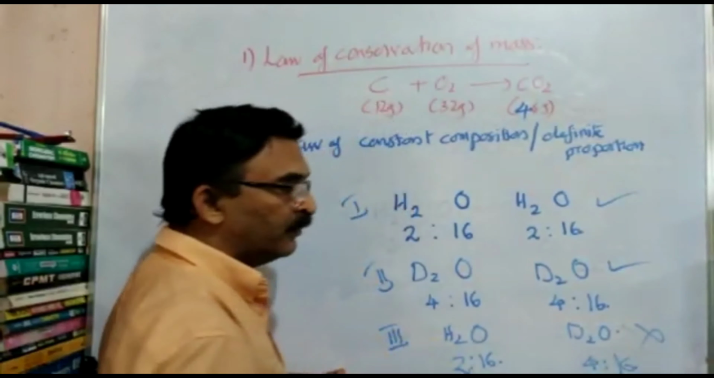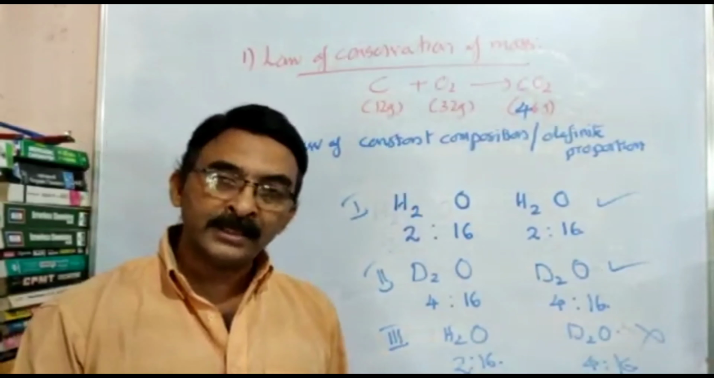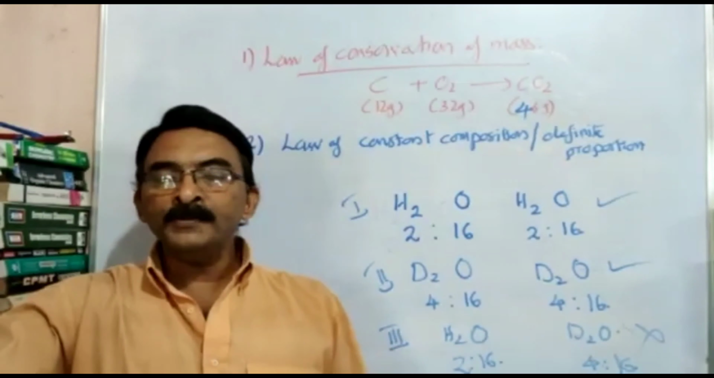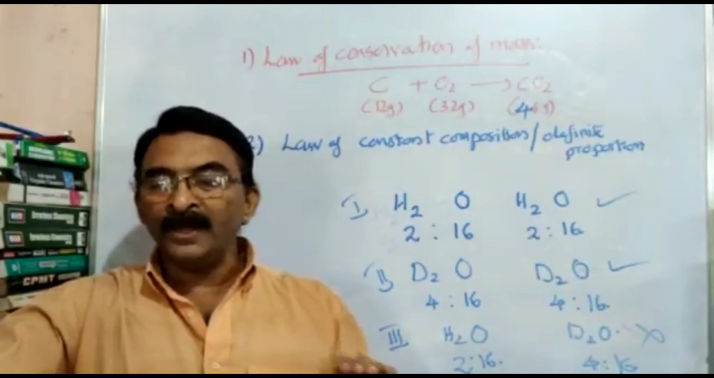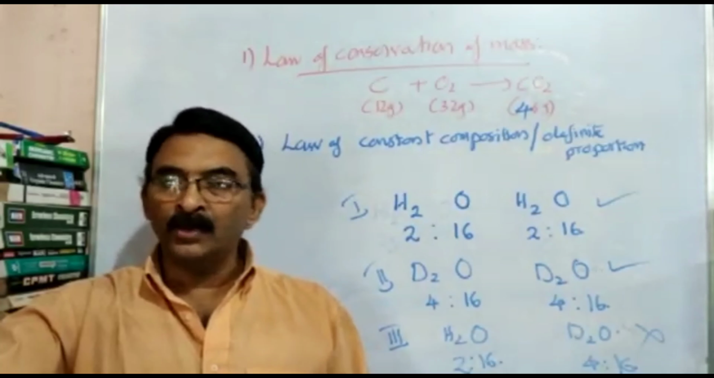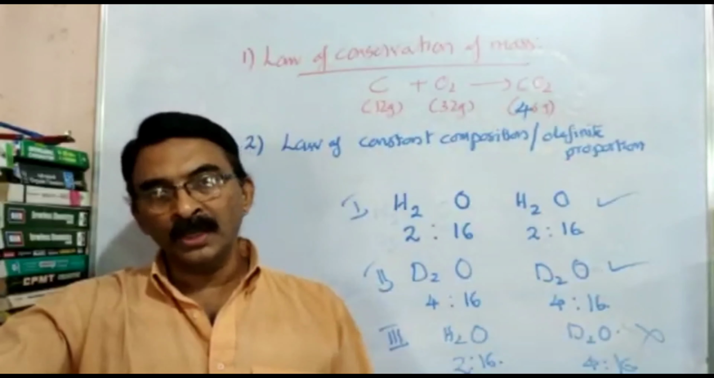Here the law will become invalid because you have considered different isotopes of the same element together. So when we consider isotopes together, this law becomes invalid. We can apply this law only when isotopes are the same in both the samples. Okay, you have to remember that. Now we go to the third law.